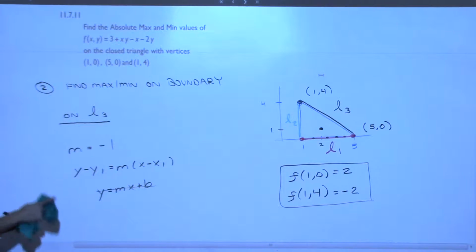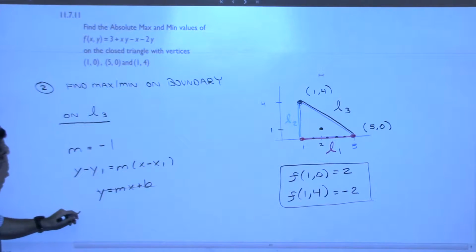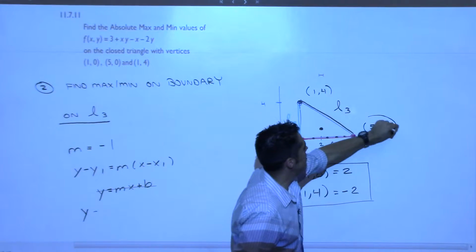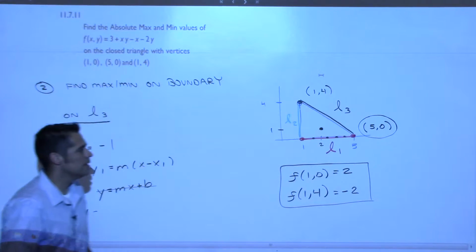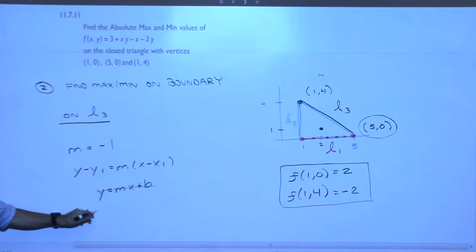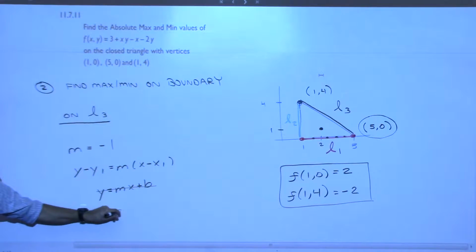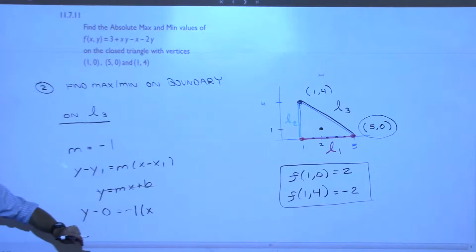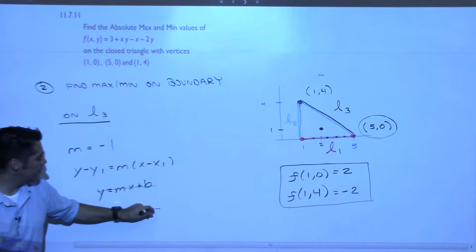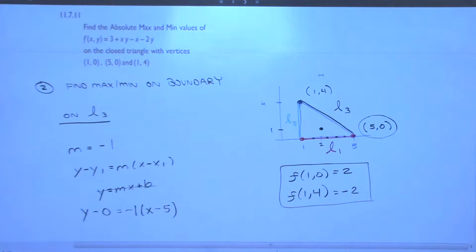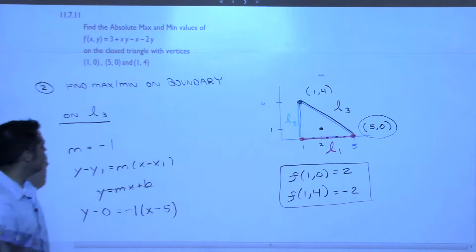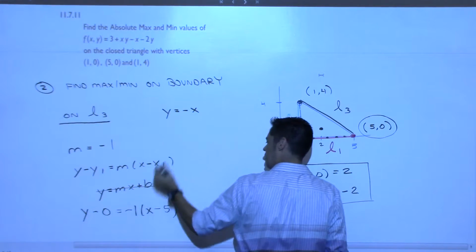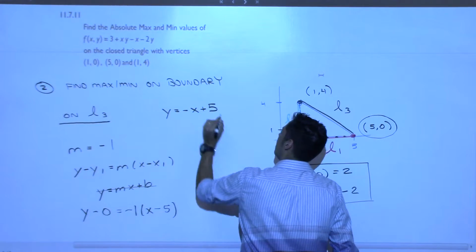So just pick one of those points as your x1, y1. You have y minus, let's pick this one. This is an easier line, easier piece to work with, right? So that's going to be y minus 0 equals m, which we said our slope was -1, x minus 5. And just clean that up, and we have y is equal to -x plus 5.